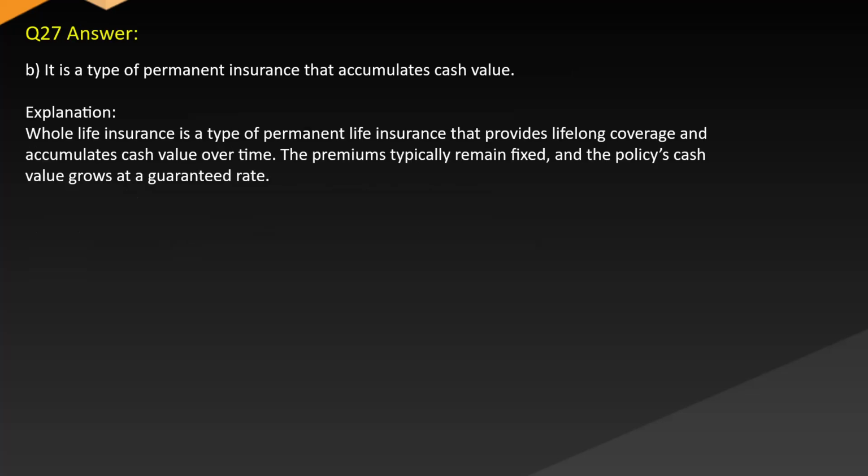Answer B. It is a type of permanent insurance that accumulates cash value. Explanation. Whole life insurance is a type of permanent life insurance that provides lifelong coverage and accumulates cash value over time. The premiums typically remain fixed and the policy's cash value grows at a guaranteed rate.